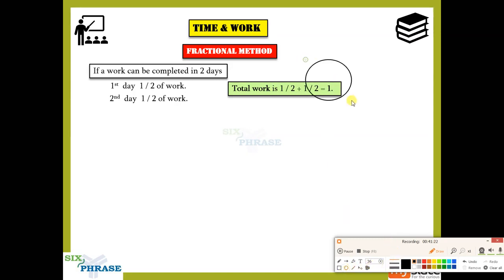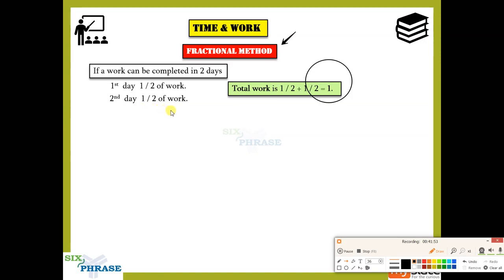Okay, look at this, the large circle that I've drawn. Here you find that the total work is always 1. The total work is always 1. This is very important, you understand that in the fractional method. The total work is always 1. What is half plus half, guys? Half plus half is 1, right? So a work is being completed in 2 days. First day, half of the work will be completed. Second day, the remaining half of the work will be completed.